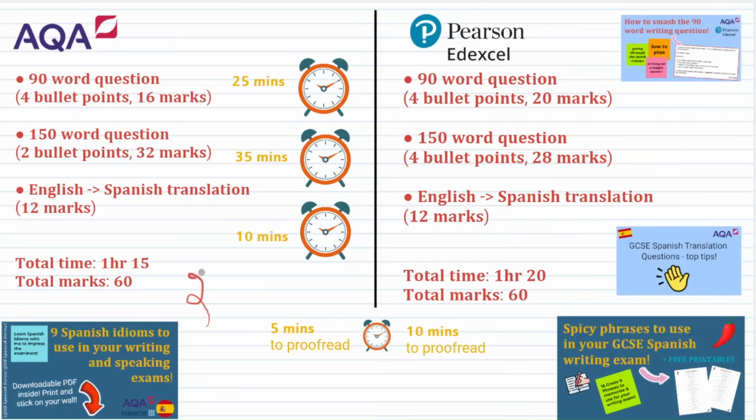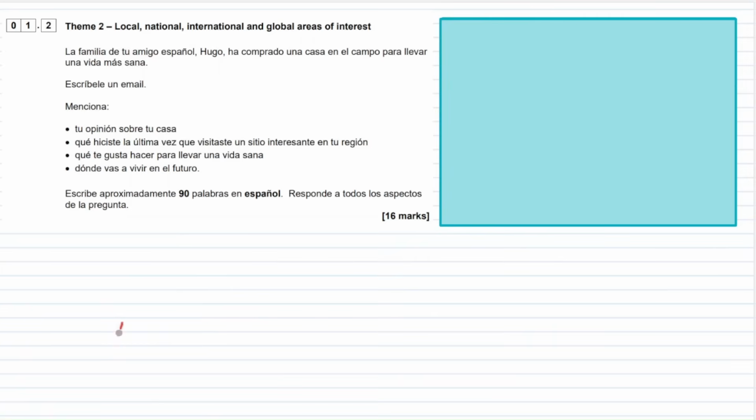Just to run through the timings, I would spend 25 minutes on the first question, 35 minutes on the second question, and 10 minutes on the translation. Then you will have 5 minutes at the end to proofread if you're doing AQA, and 10 minutes at the end if you're doing Edexcel. Now we've got that out of the way, let's move on to the first question.